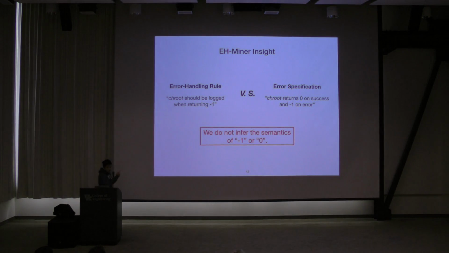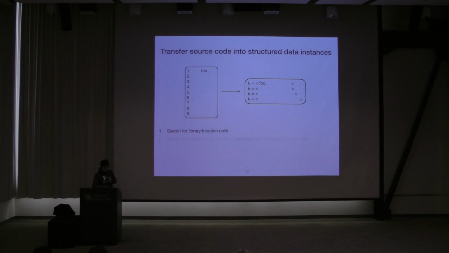For example, if we have a rule, change rows should be logged when returning -1. And in the source code, you call the change rows, but you didn't check the return value. I mean, if the function is returning -1 and you didn't perform any handling action. So if the call to change rows doesn't look at the return value, that's a violation. Yeah, you don't follow this rule, it's a violation. Okay. Thanks.